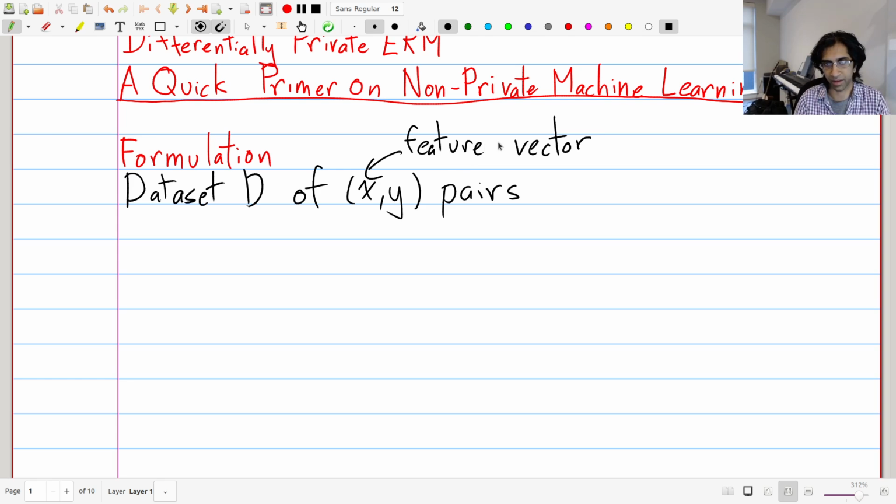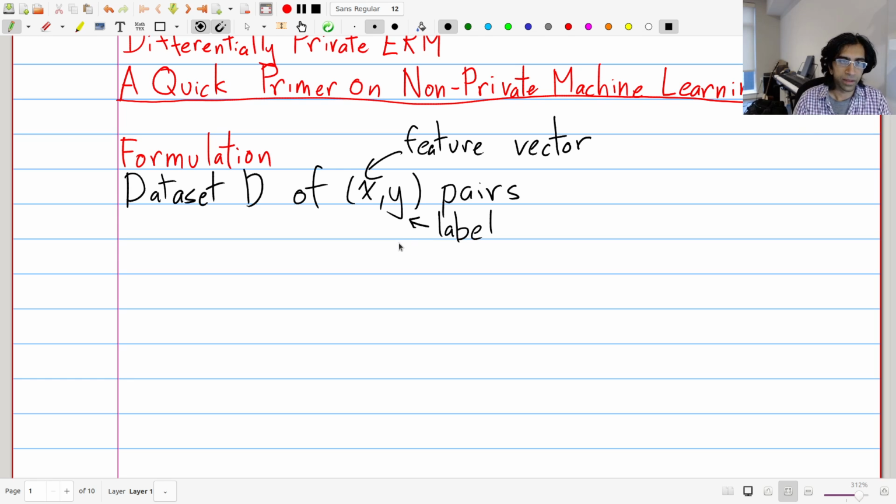For example, if you're looking at an image classification task, this would just be the image itself. And here, the y, we'll call this the label. For example, if you have a bunch of pictures, you could imagine the labels say what they actually are. For example, the X could be an image of a cat, and the label Y would just be cat.